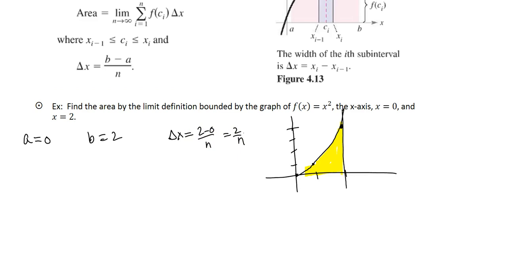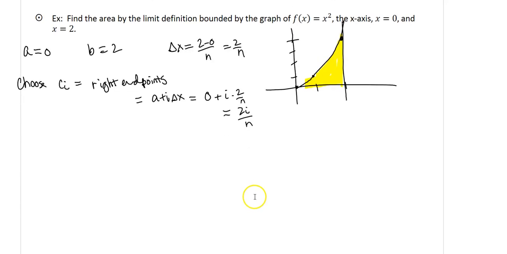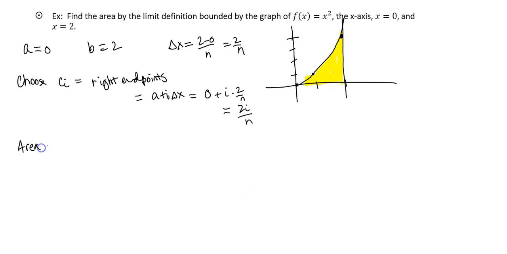I get to choose my c sub i, so I'm going to choose the easiest c sub i to find and evaluate. I'm going to choose the right endpoints. Because remember from earlier we talked about how the right endpoints were a plus i delta x. So in this case that's going to be 0 plus i times 2 over n, which is 2i over n. And that's going to be really easy to work with. So I'm going to use the formula that I know. The area is the limit as n approaches infinity of the sum from 1 to n of f of c sub i times delta x.